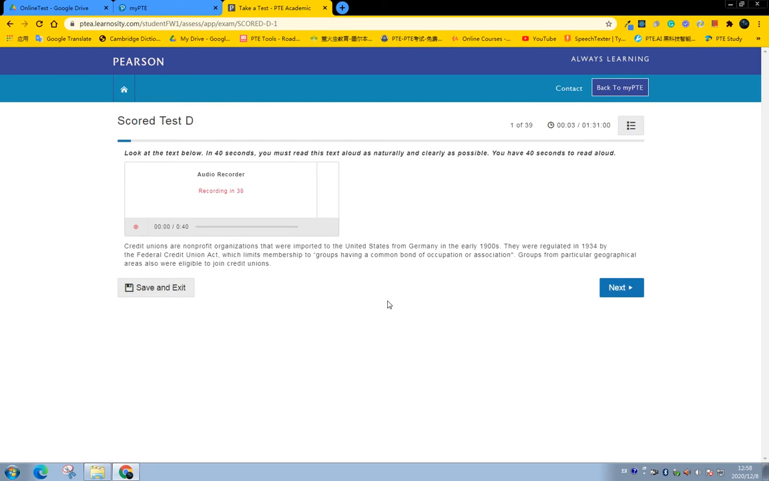Credit unions are non-profit organizations that were imported to the United States from Germany in the early 1900s. They were regulated in 1934 by the Federal Credit Union Act, which limits membership to groups having a common bond of occupation or association. Groups from particular geographical areas also were eligible to join credit unions.